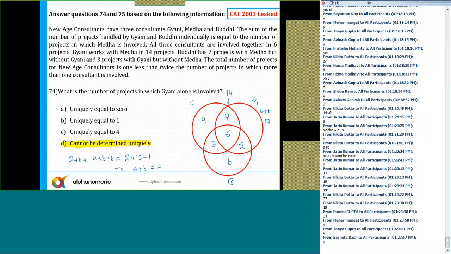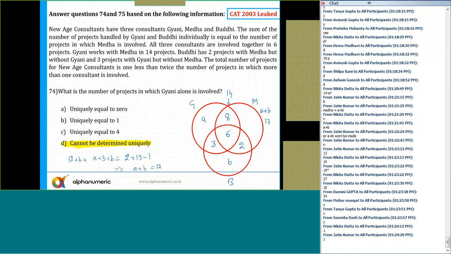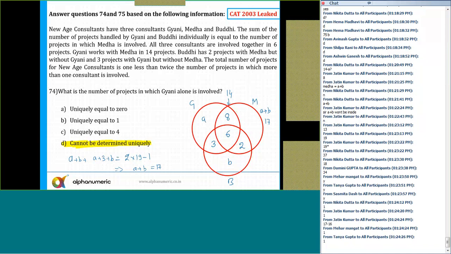So what about Medha alone? Medha alone, please tell me. What is it for Medha alone? 8 plus 6 is 14, 14 plus 2 is 16. So what is the number of projects in which Medha is involved? So Medha alone is equal to 1. So I can write down this is 1.